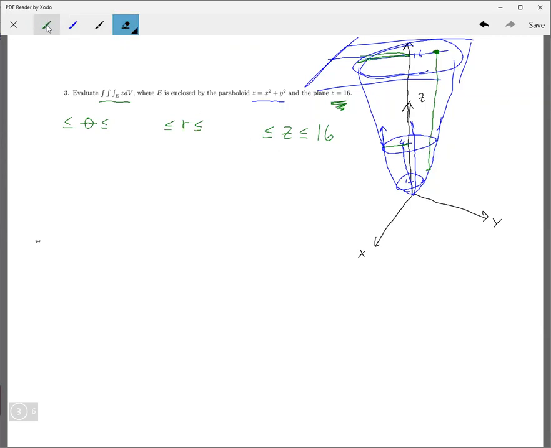Okay. But now, what is the lower limit of what it hits? It's going to run into this, right? So this is z equals x squared plus y squared. It goes from x squared plus y squared to 16. But we can't leave it as x squared plus y squared. We have to change it to cylindrical coordinates. And what is x squared plus y squared in cylindrical coordinates?